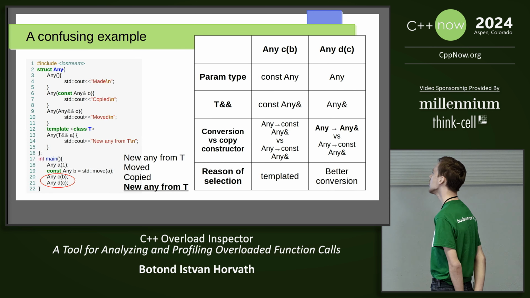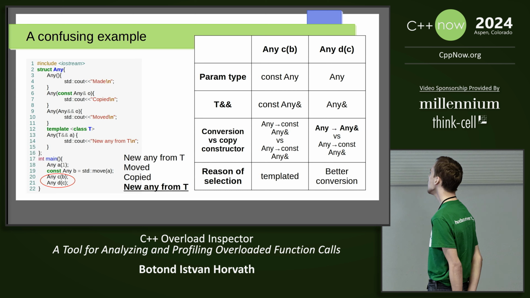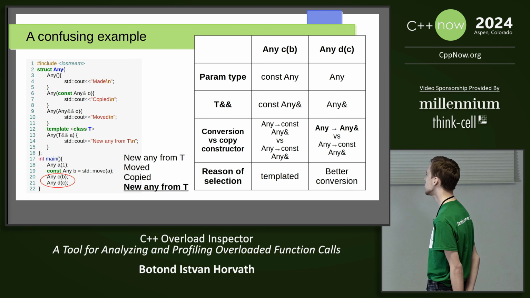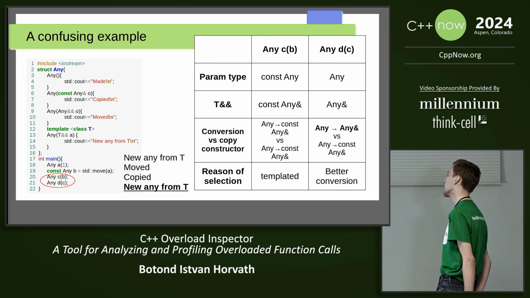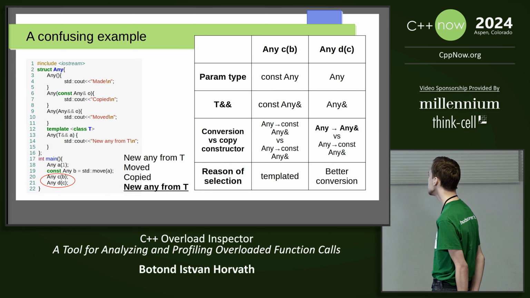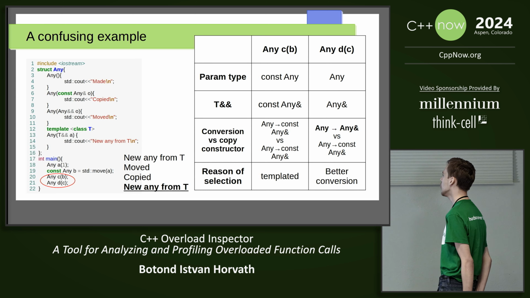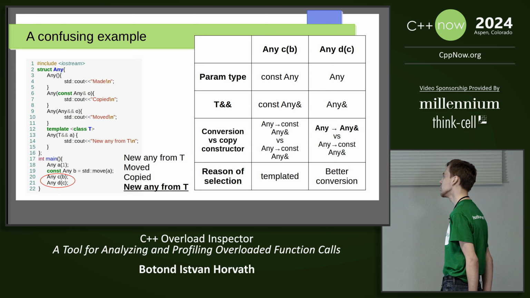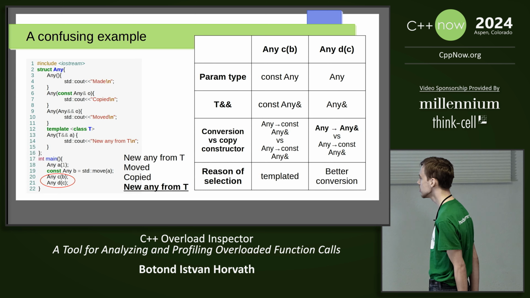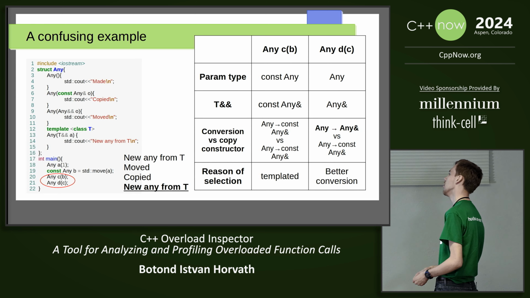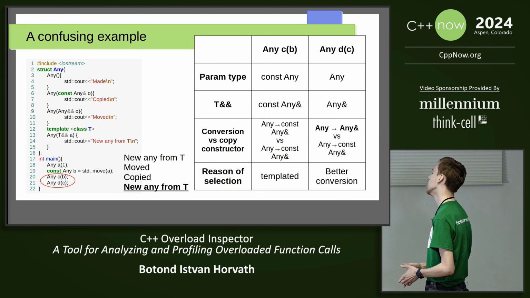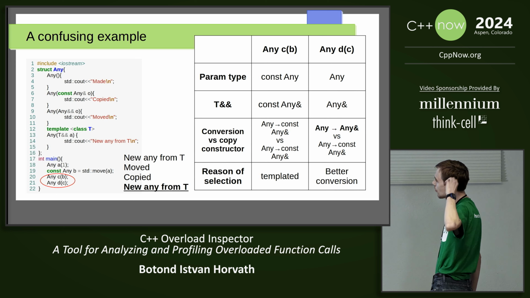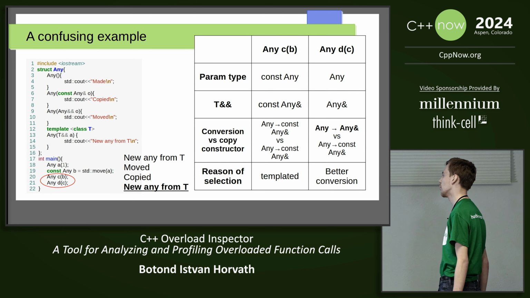However, in the second case, we had an any, not a const any. Therefore, the template was deduced to any reference instead of const any reference, and it is easier to convert an any to an any reference than an any to a const any reference, and therefore we picked the templated constructor because of the first rule of overloading.